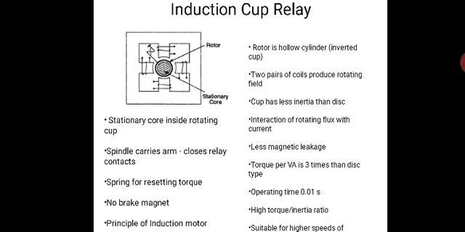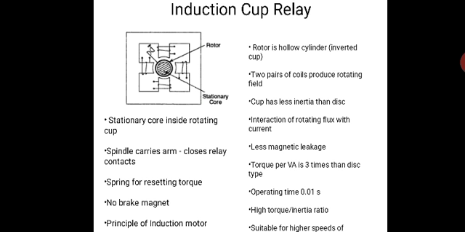The principle is that of an induction motor. The rotor is a cylindrical inverted cup. Two pairs of coils produce the rotating field. The cup has less inertia than a disc and less magnetic leakage. Torque per VA is 3 times that of the disc type. The operating time is a minimum of 0.01 second, and it has a high torque to inertia ratio, so it is suitable for higher speeds.